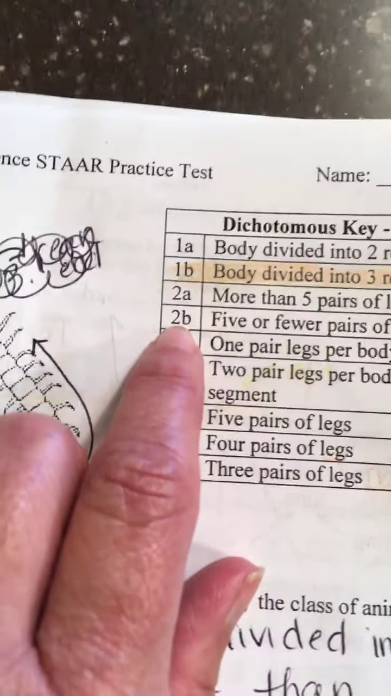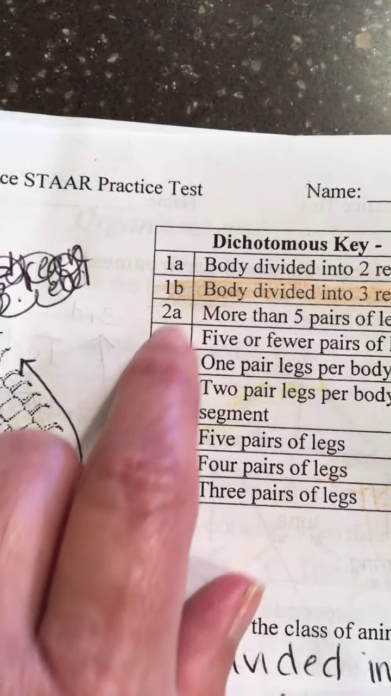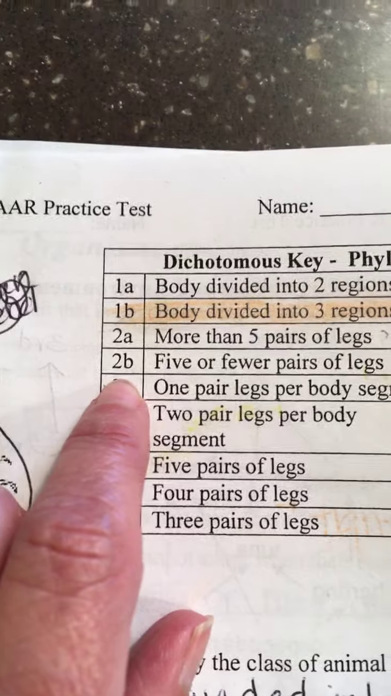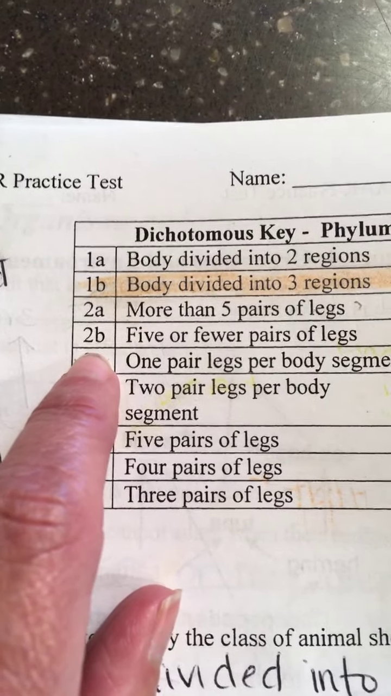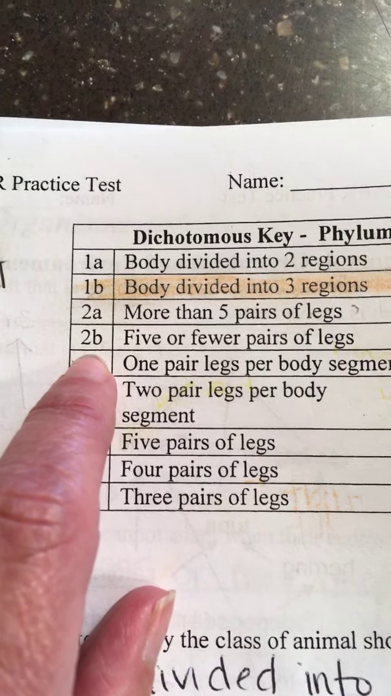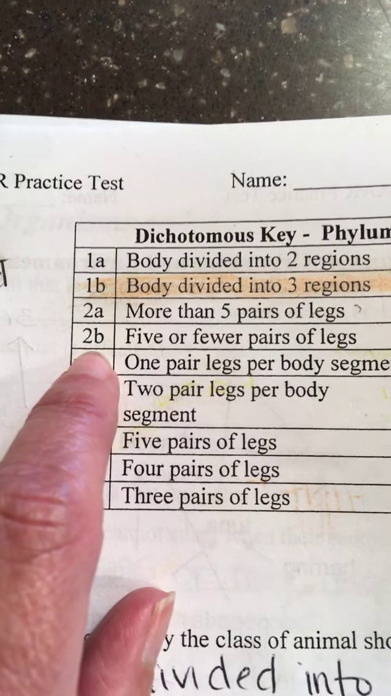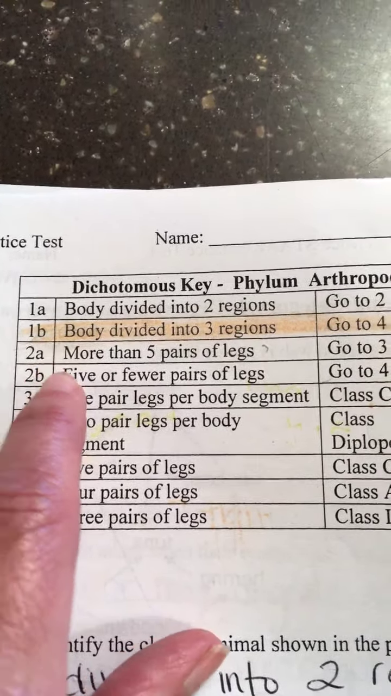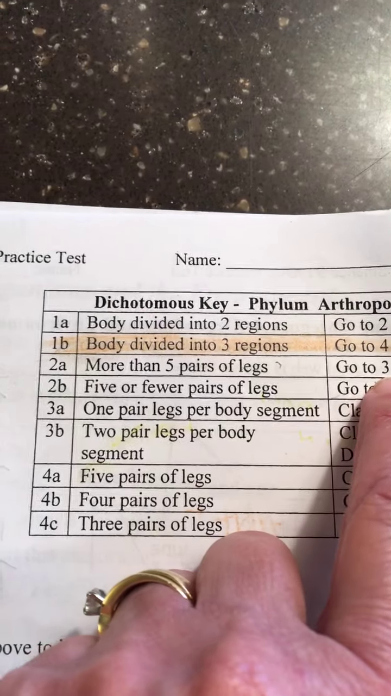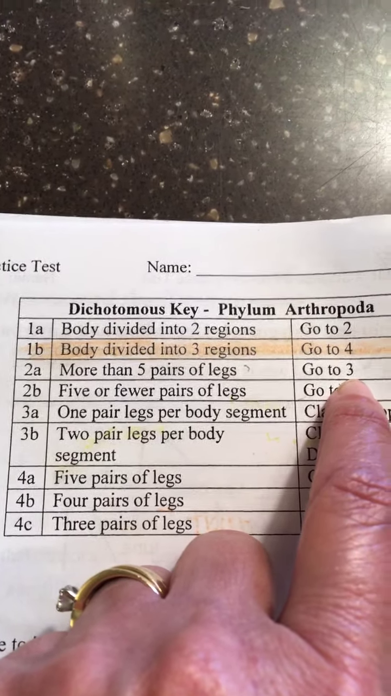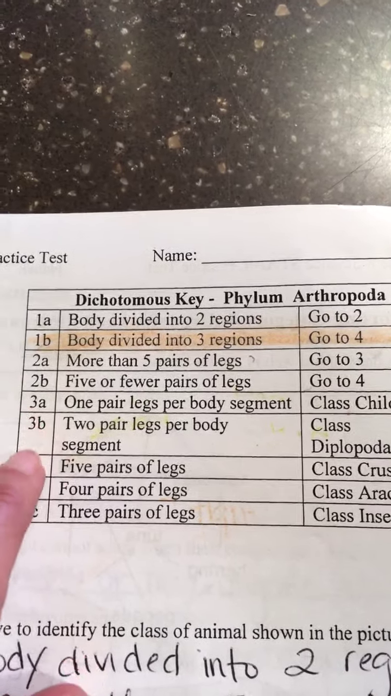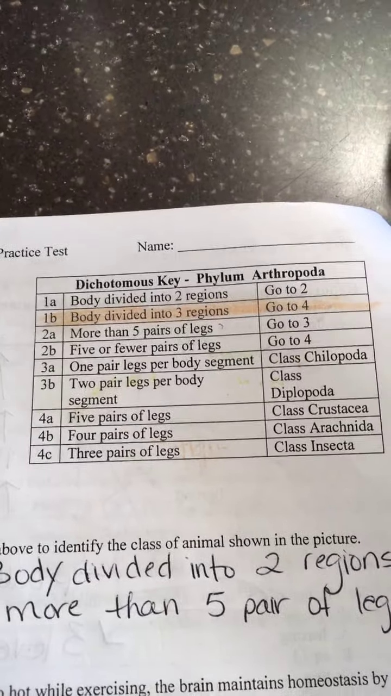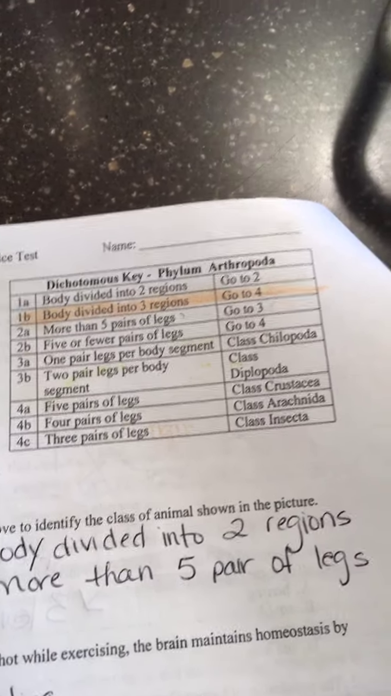When I go to 2A and B, don't mind this orange right here. I did that by accident earlier, marking something out. I had a pen. So 2A says it has more than 5 pairs of legs. 2B says it has 5 or fewer. Obviously this has more than 5 pairs of legs, so I'm going to keep following, and it says go to 3. So I'm going to go to step 3, which is here, 3A and B, and I'm just going to keep going until I can't go anymore, and that's going to be my answer.